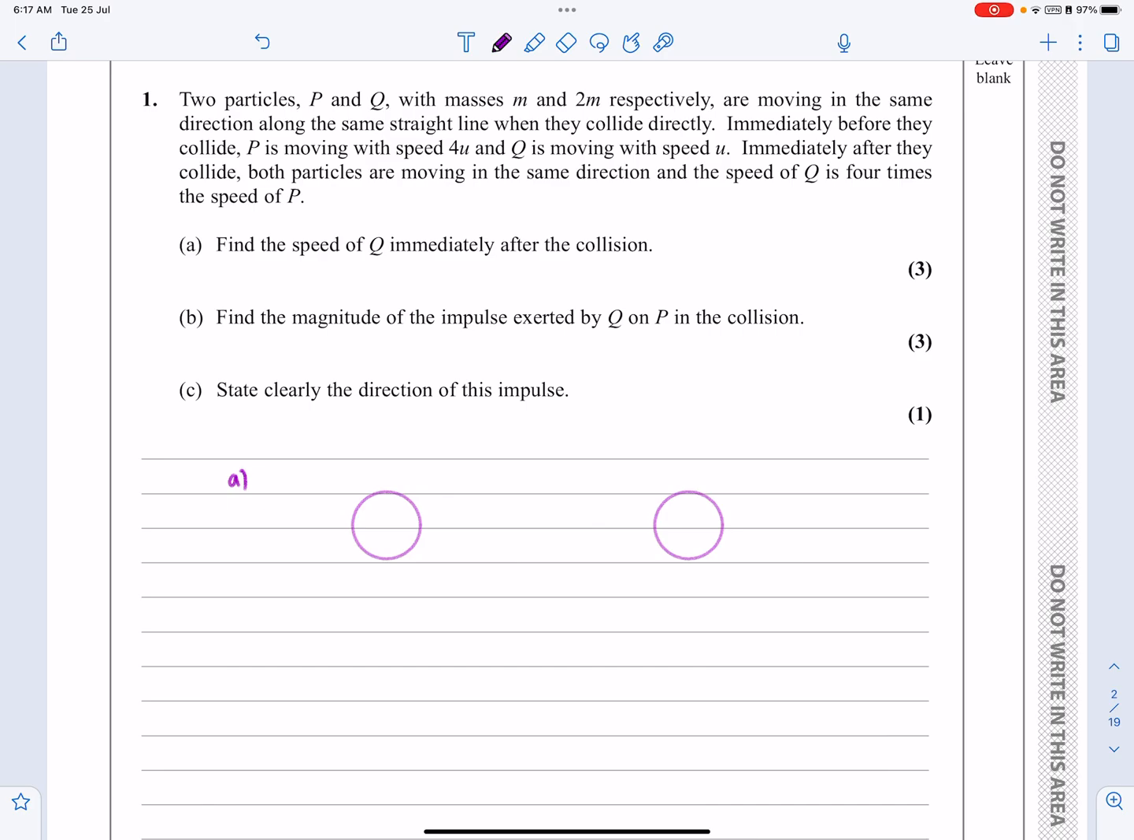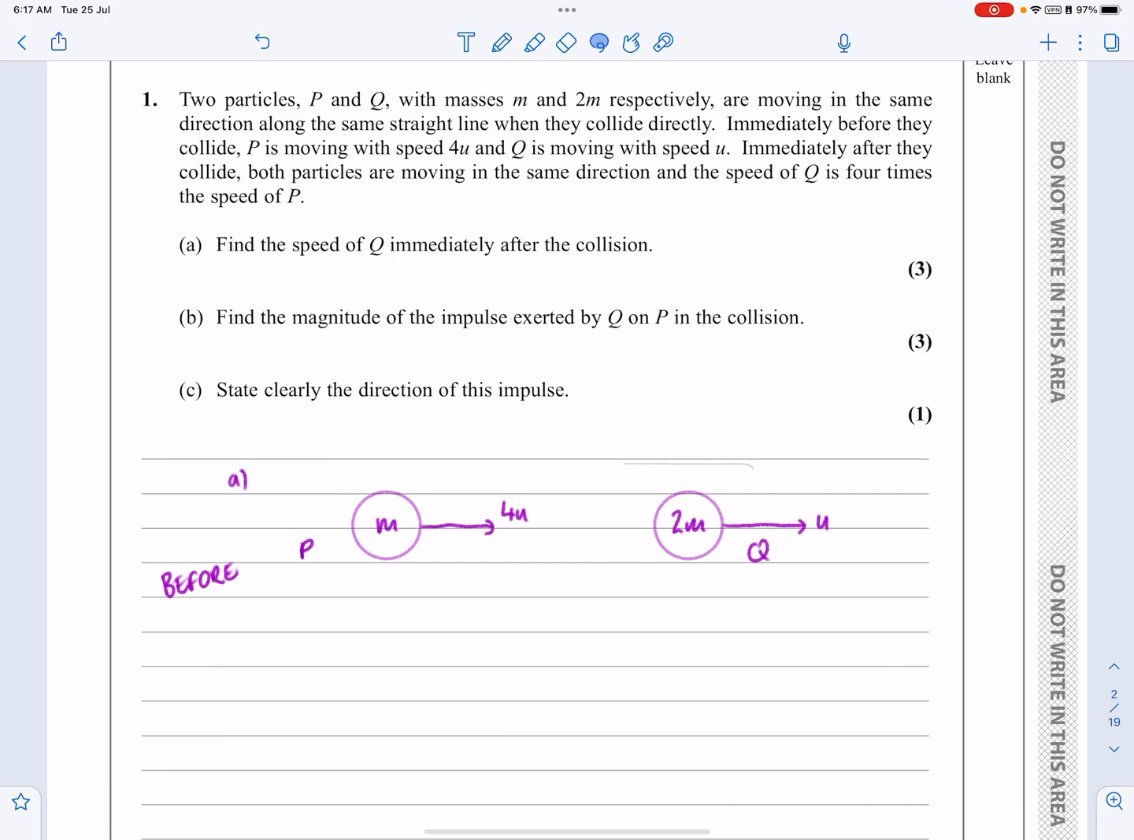They tell me that two particles, P and Q, with masses M and 2m respectively, are moving in the same direction along a straight line when they collide. P is moving with a speed of 4u and Q is moving with the speed of u. So this is before. Immediately after they collide, they're both moving in the same direction, and Q is going 4 times as quickly as P.